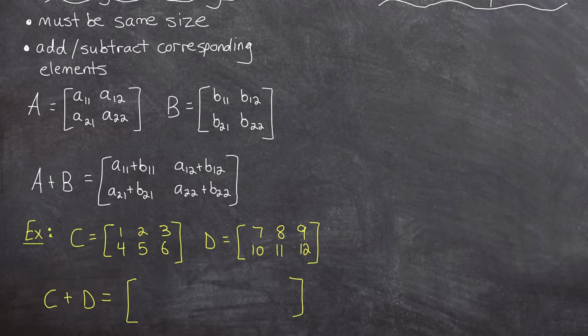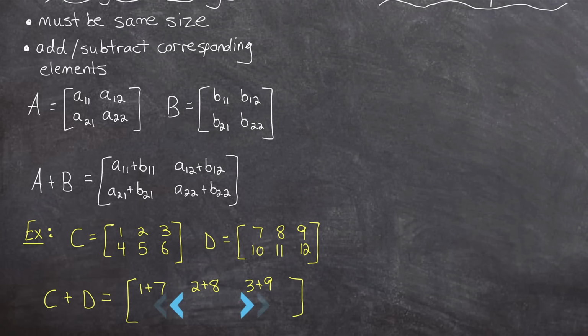To get the element that goes in row 1, column 1, I'll add the corresponding elements from matrix C and matrix D. That would be 1 plus 7. And then for row 1, column 2, I'll add 2 plus 8. And then for the element that goes in row 1, column 3, add the corresponding elements 3 and 9. And then I'll follow that same rule to get the elements that go in the second row of this matrix.